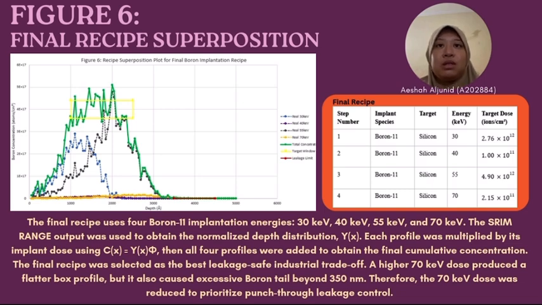Figure 6 shows the individual implant profiles and the final superposition profile compared with the target box and leakage boundary. This final recipe was selected as the best leakage-safe industrial trade-off.